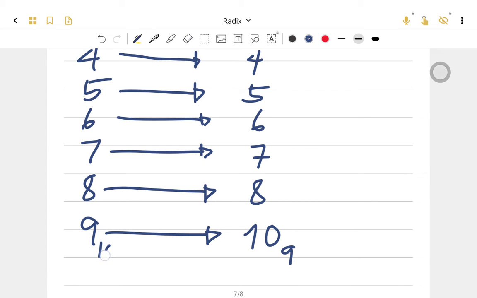This is base 10 because that is decimal. Decimal, that is the number that we are using right now. From 0 to 10, we have 11, 12, 13, so on and so forth.